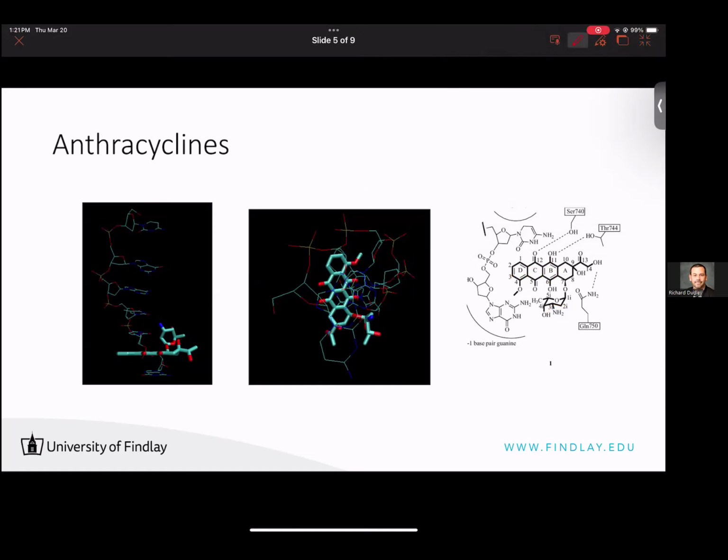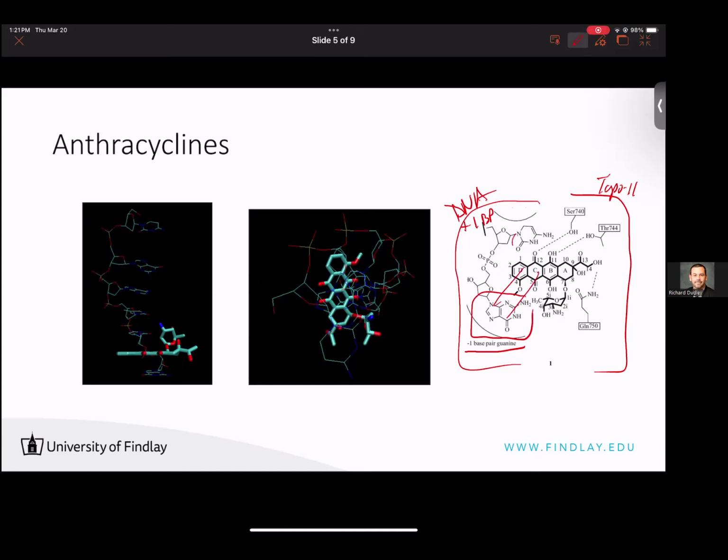And that's depicted here on the right side. So over here, you can see that the DNA is represented on the left, and then the right side is going to represent where the topo 2 enzyme would be. And you can see the drug in the middle. And there's this -1 base pair, and then there's a +1 base pair up here. And really, that's just indicating where the break has occurred. And doxorubicin and anthracyclines tend to bind and intercalate around this -1 base pair, right by where the break happened.